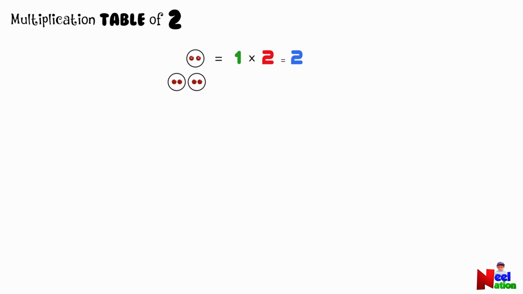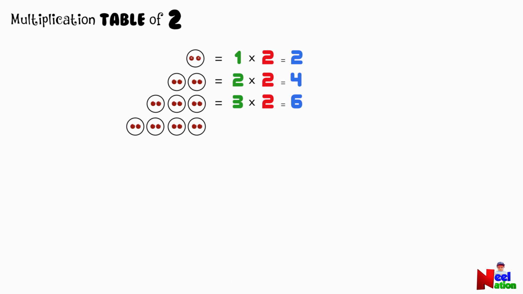Let's add one more group of candies. Every circle we add will always have 2 candies. No more, no less. So 2 groups of 2 gives you a total of 4 candies. Let's add one more group. 3 times 2 equals 6. 3 times 2 gives a total of 6 candies. Each time we add another group, we skip count by 2. 4 times 2 equals 8. 4 times 2 gives us 8.